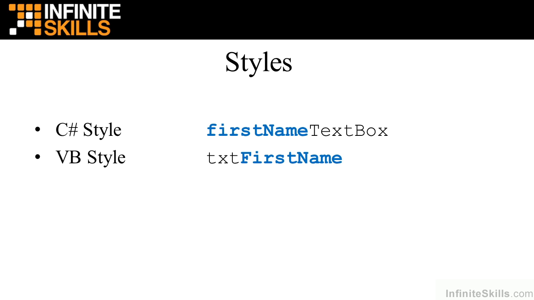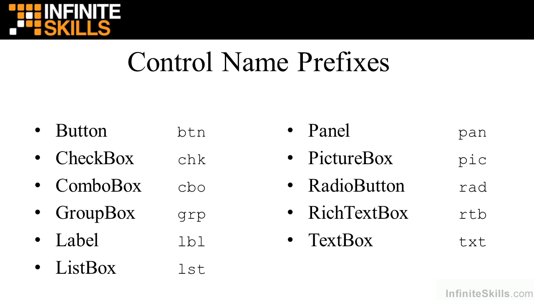In Visual Basic style, you begin the name with a short prefix that tells you what type of control it is, and then you end the name with descriptive text, for example, txtFirstName. Different developers use different approaches, but I think the second style is currently most common among Visual Basic developers. Here's a short list of prefixes for the most common kinds of controls. You might want to pause the video to look it over. Most of them are fairly easy to remember after you work with them for a while.